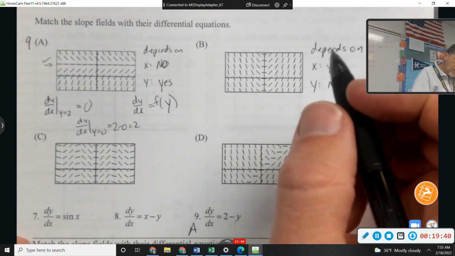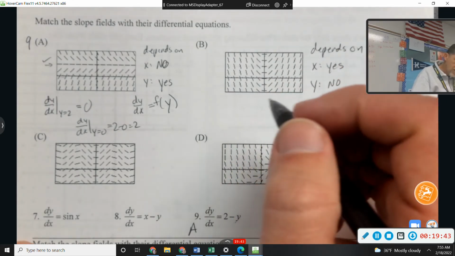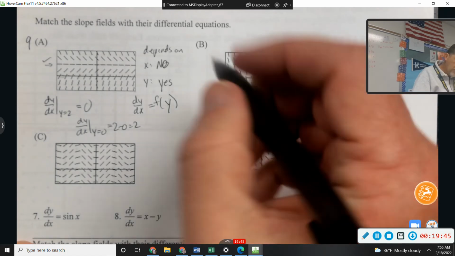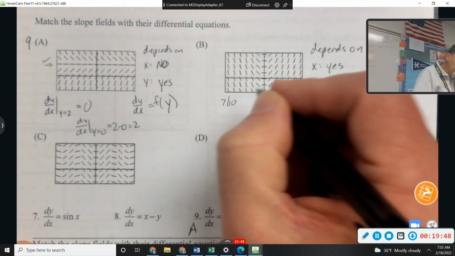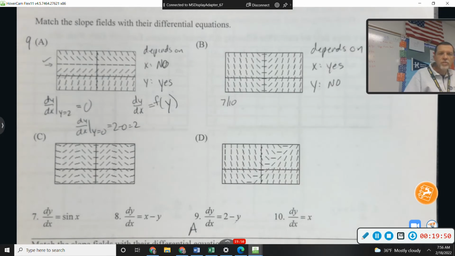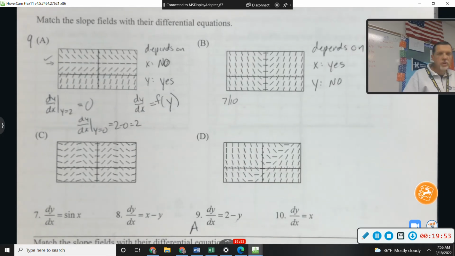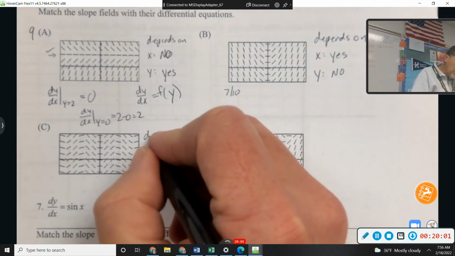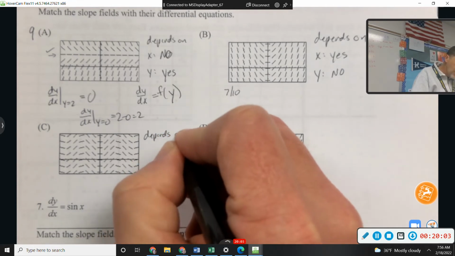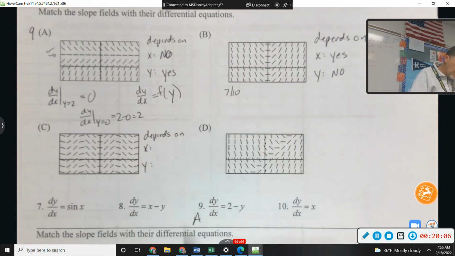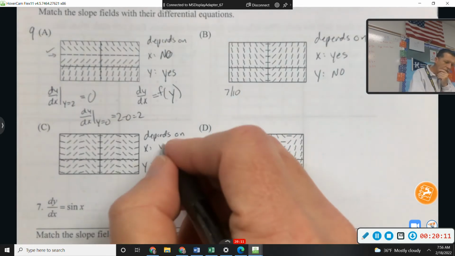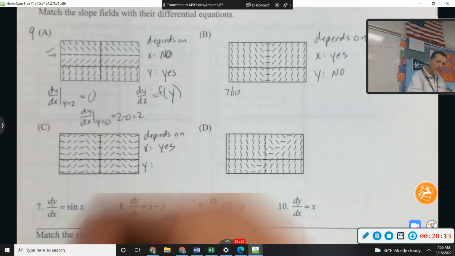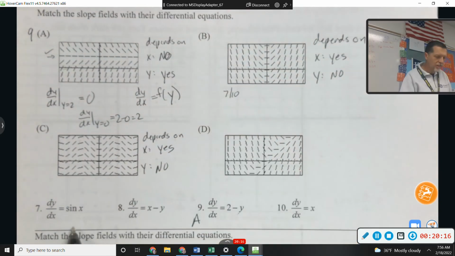So let's hold off on that because I think we'll be able to tell in a minute. So that graph is either 7 or 10, not sure which yet. Maybe you know, but you probably only know if you looked at C. So let's look at graph C. Does it depend on x? Yep. Does it depend on y? No. So that's the other one that's 7 or 10.